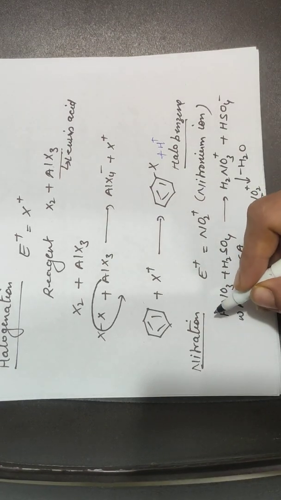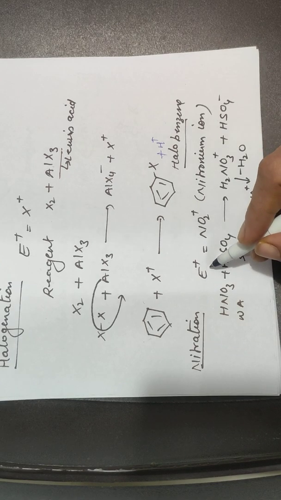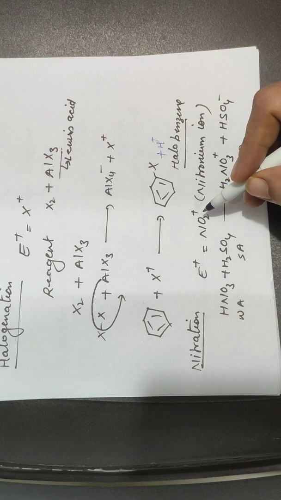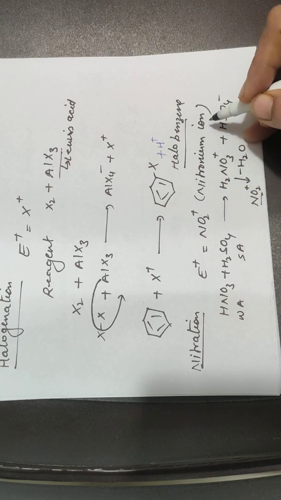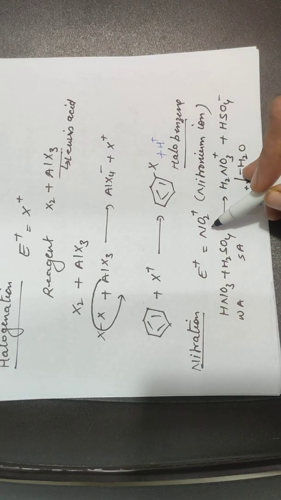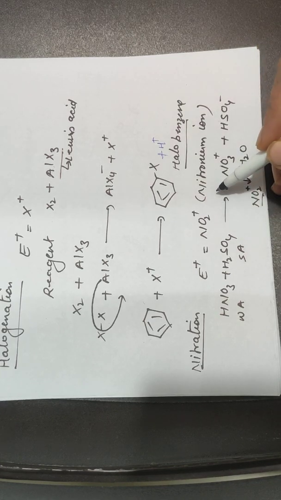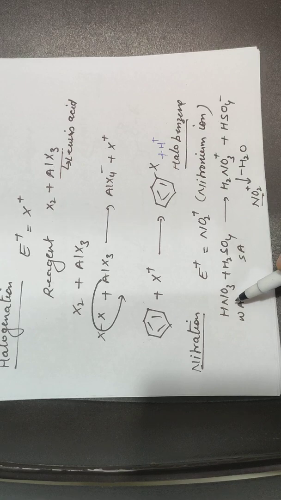The next reaction is nitration. In case of nitration, my electrophile is NO2 plus. NO2 plus is the nitronium ion. Now, what is the target? We have to create this NO2 plus ion by some reagent. To create the nitronium ion, what do we use? We use a mixture of HNO3 with H2SO4.